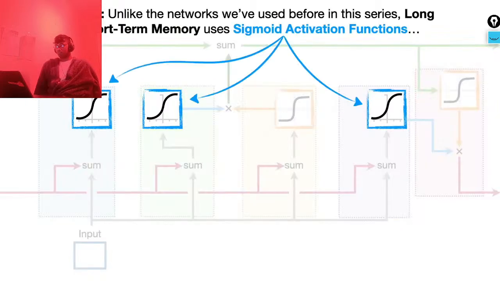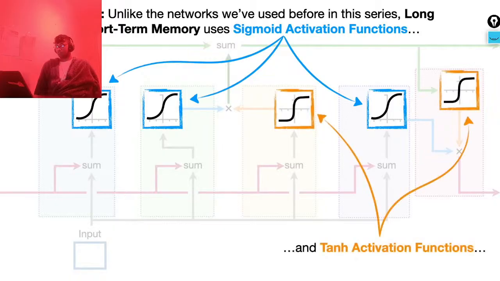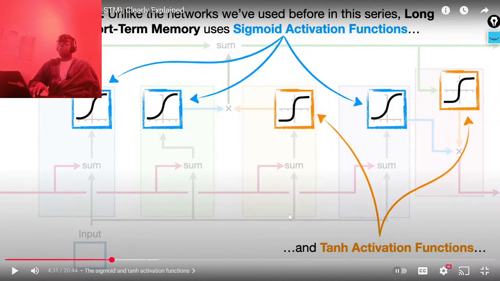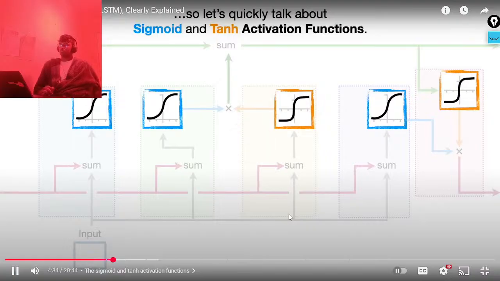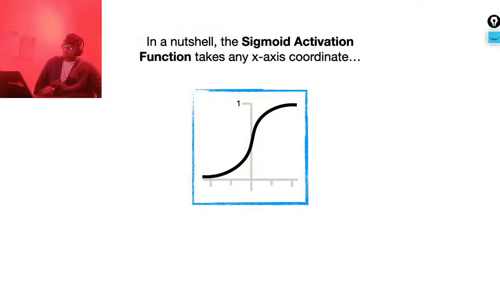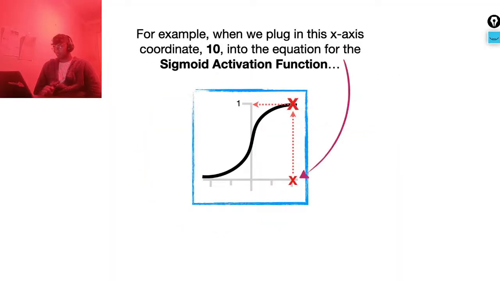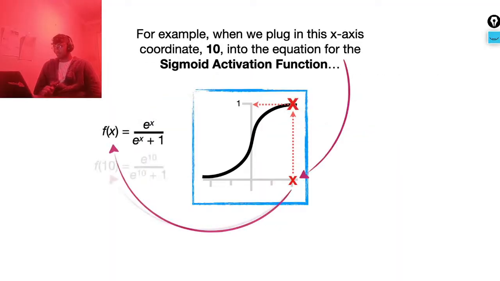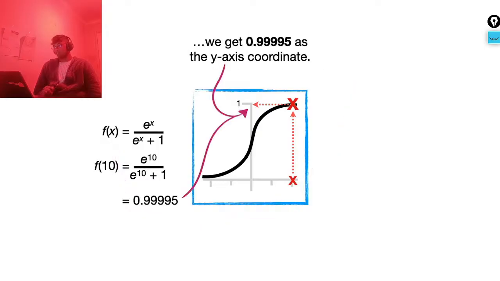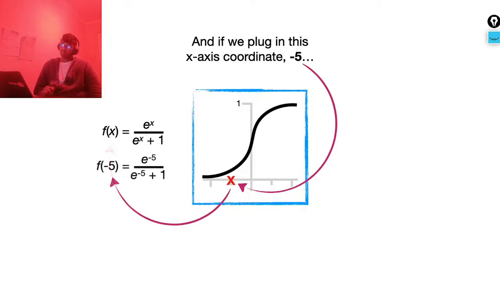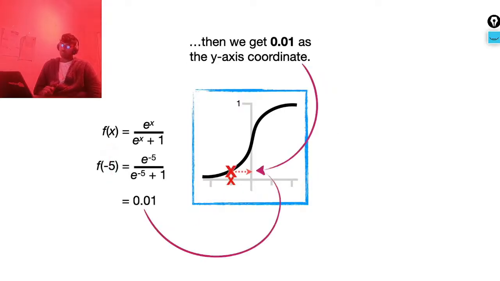Bam! Note, unlike the networks we've used before in this series, long short-term memory uses sigmoid activation functions and tan-H activation functions. So let's quickly talk about sigmoid and tan-H activation functions. In a nutshell, the sigmoid activation function takes any x-axis coordinate and turns it into a y-axis coordinate between 0 and 1. For example, when we plug in this x-axis coordinate, 10, into the equation for the sigmoid activation function, we get 0.99995 as the y-axis coordinate. And if we plug in this x-axis coordinate, -5, then we get 0.01 as the y-axis coordinate.